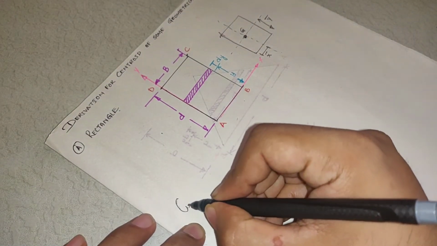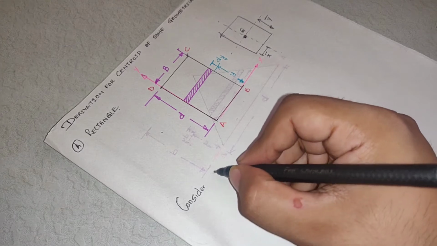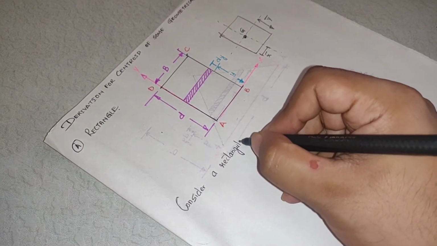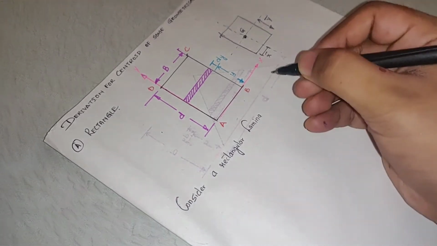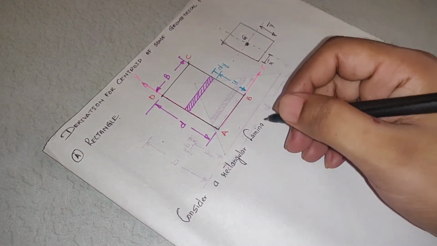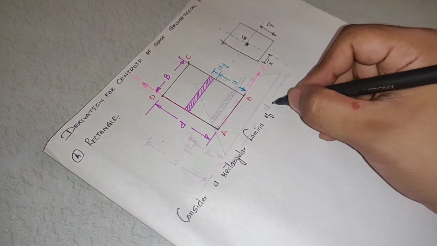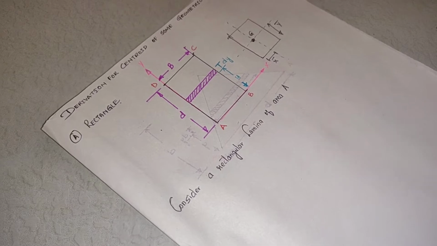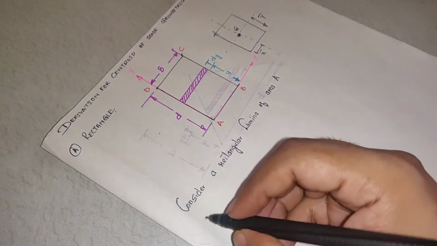So consider a rectangular lamina. I'll call this a lamina since we are dealing with plane figures and we have assumed the thickness of the element to be unity. So lamina of area A. What is the area of this lamina? The total area I'll call capital A. Now I'll consider a horizontal elemental strip.